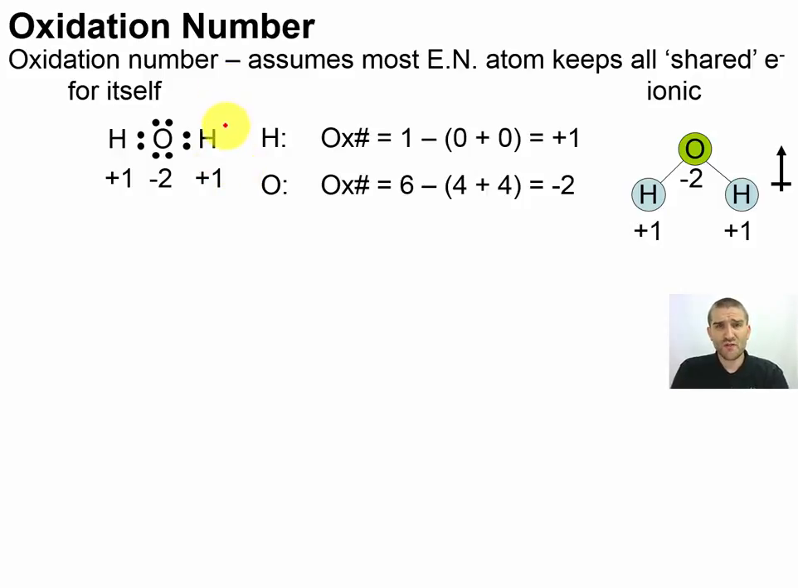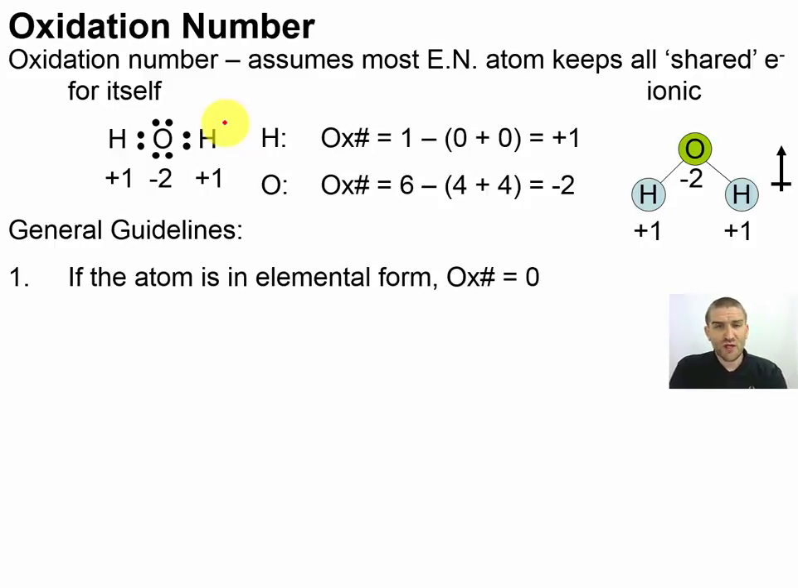The other approach is to use a rules-based approach. The rules-based approach is much faster because we don't have to draw a Lewis structure, and we can commonly go through an entire ion or molecule without actually drawing out the structure for it. Now let's take a look at what those guidelines are and see if they give us the same answer as the Lewis structure-based approach.